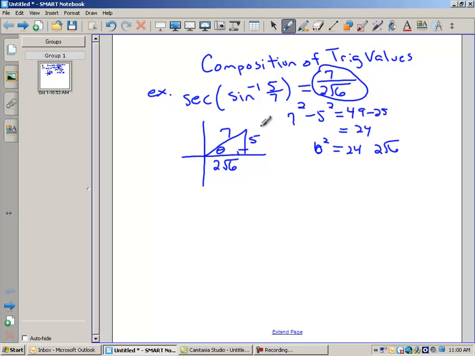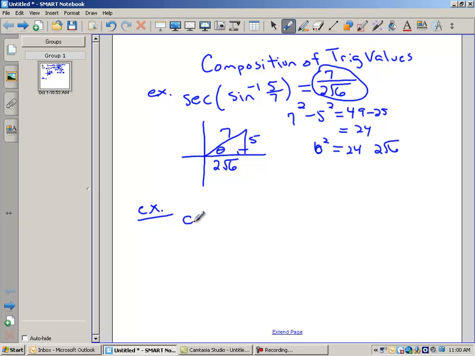So we're just going to work inside out. Again, we found the arc sine of 5/7. We didn't actually find the angle, but we did label the triangle. And we found the secant of that angle by doing hypotenuse over adjacent. Let's do another example.